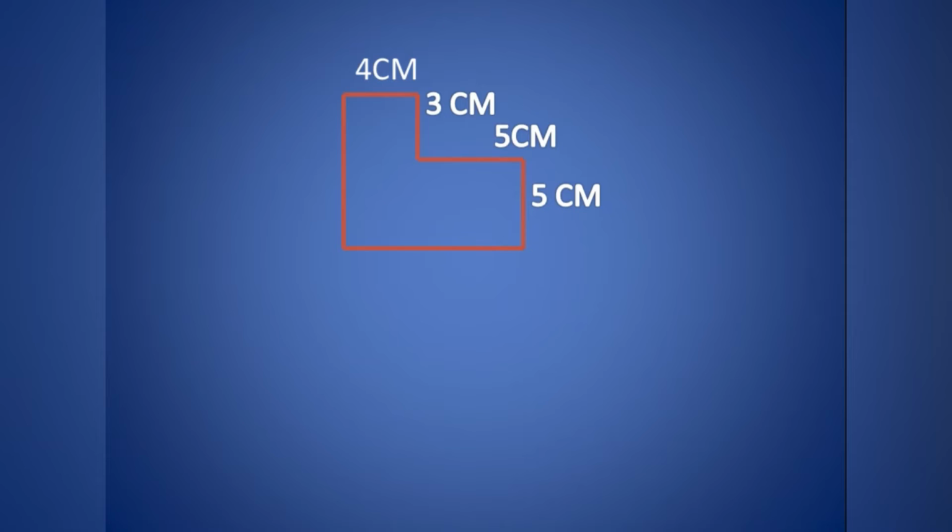Okay, let's try this shape. And this shape is an irregular polygon. This is not a regular polygon, but an irregular polygon.